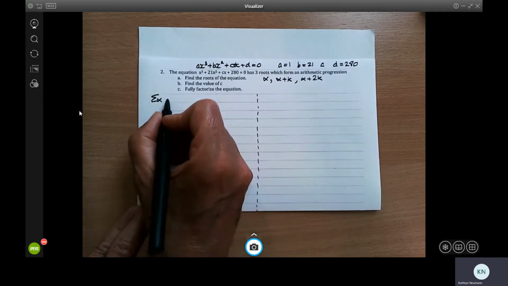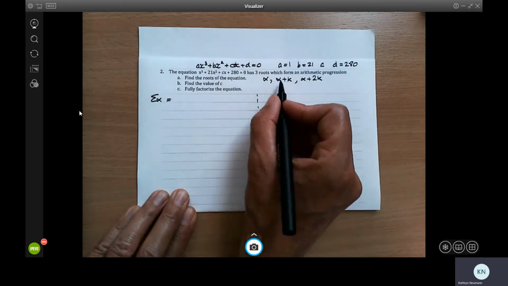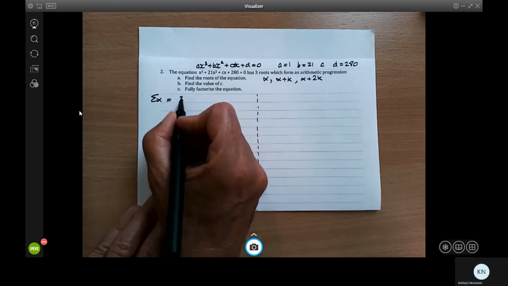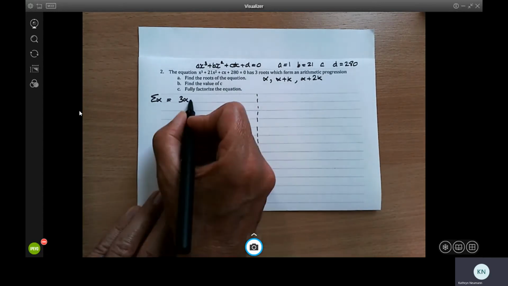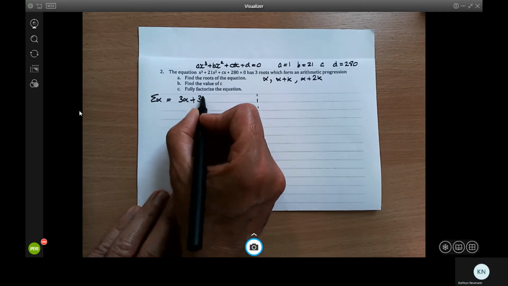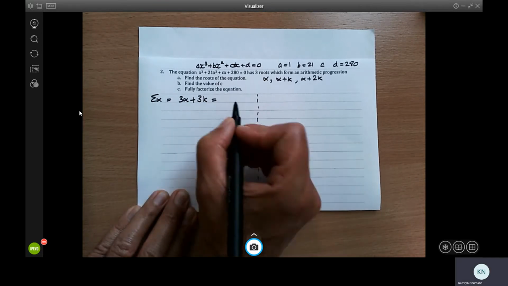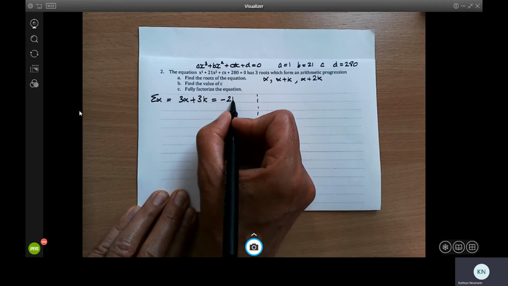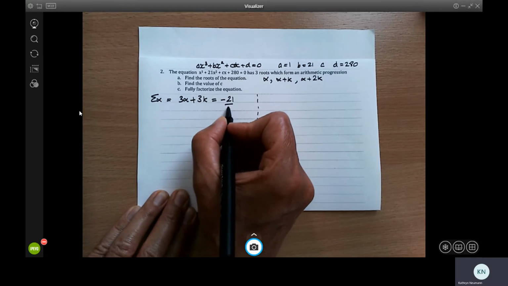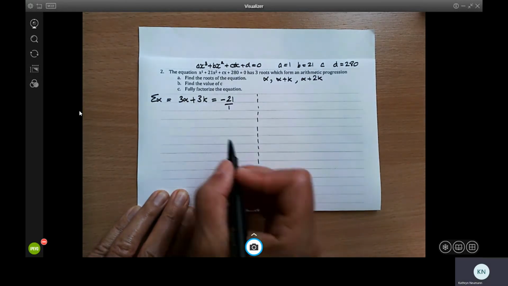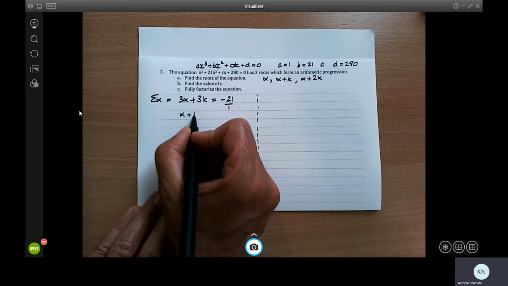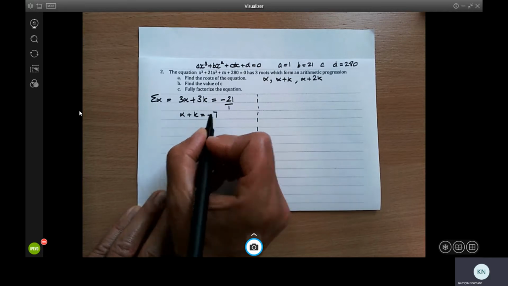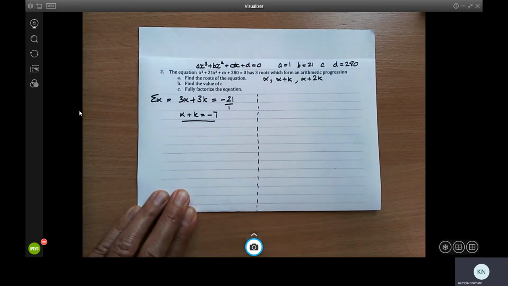So the sum of the roots is alpha plus alpha plus k plus alpha plus 2k. So that's 3 alpha plus 3k. And that's equal to minus b, which is minus 21, over a, which is 1. Dividing through by 3, we get alpha plus k is equal to minus 7. So that's one equation that we can use later on.